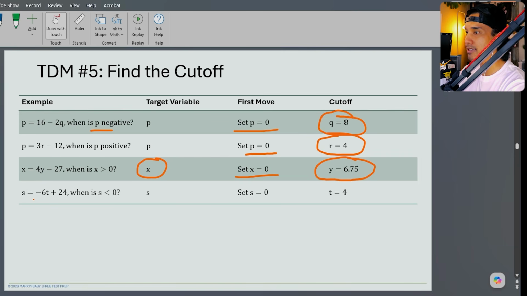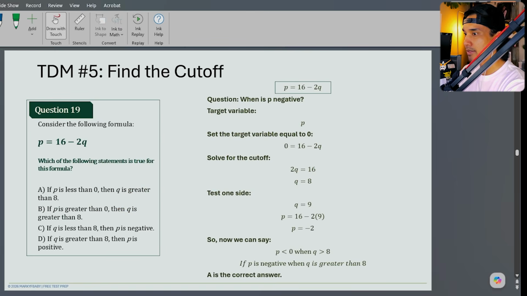Last one, S is equal to negative 6t plus 24. When is S less than 0? When it says something like X greater than 0 or S less than 0, this is positive values and this is negative values. The target variable, again, is S. Set S to 0, you get the cutoff, T equal to 4. This is question 19 from practice test number 3.